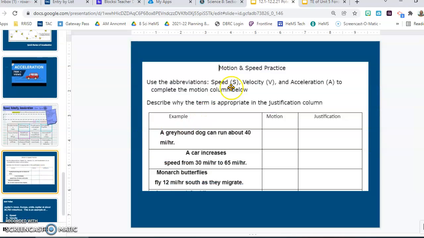Now in class today, we finished this out. So when you rejoin us, you'll have this and you'll just fill this out. It's a short one, whether it's speed, velocity, or acceleration. If you were here in class, we did that in class.